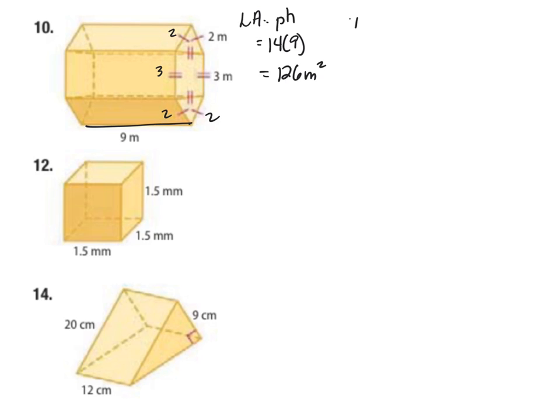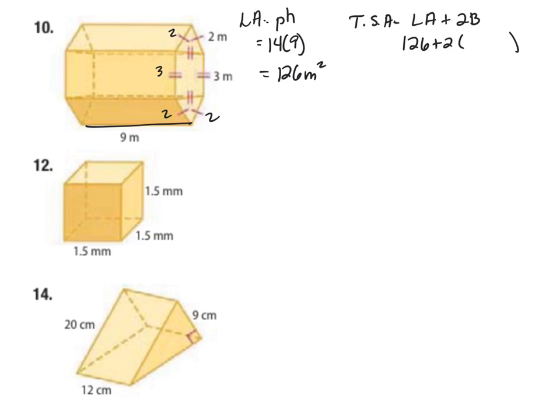Now to find my total surface area, I'm going to take my lateral area and add the two bases. My lateral area is 126. Now if I miss my lateral area, then I'm going to miss my total surface area, and that's going to make for a very unhappy student.